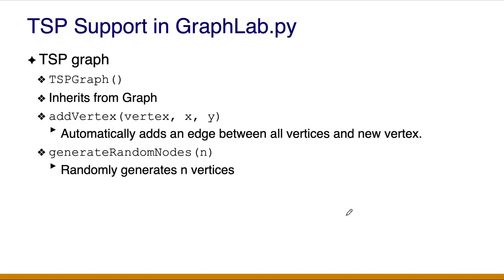Okay. So our GraphLab actually comes with TSP support. You can use a TSP graph, which is a derived class from the graph data structure. You can create a particular graph where every time you add a vertex, the assumption is that you automatically add an edge between the new vertex and all the other vertices, right? And you can actually generate a random graph as well. So this is for you, if you want to test any of your new heuristics, right? These are the data structures that allow you to do that.